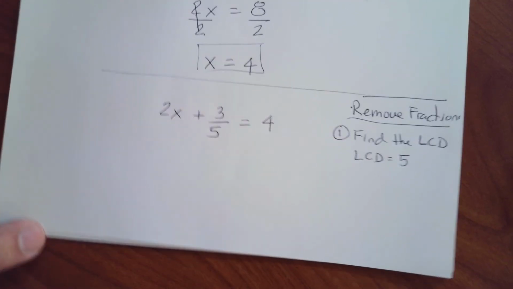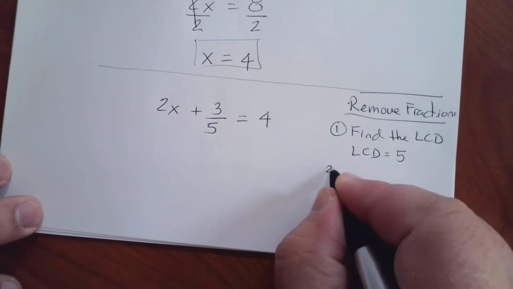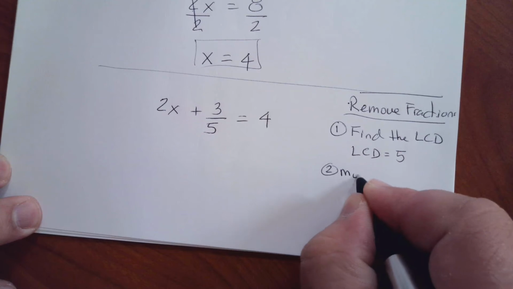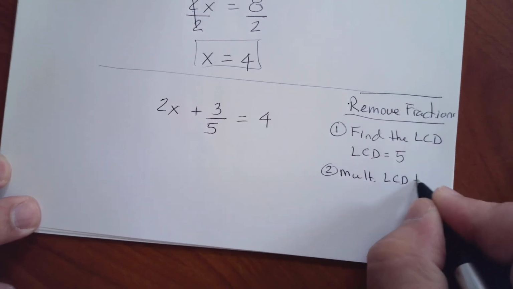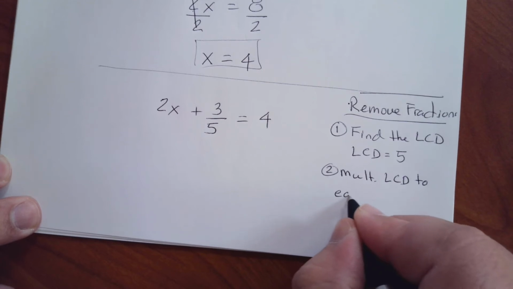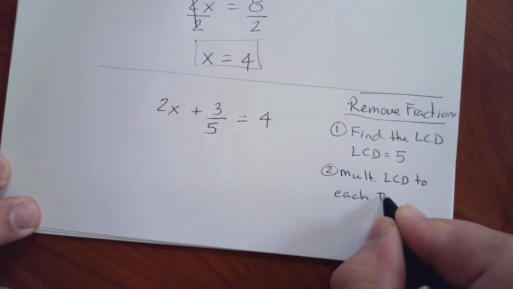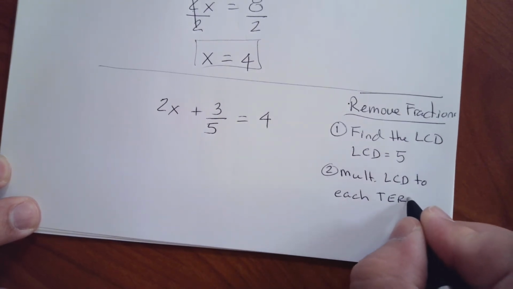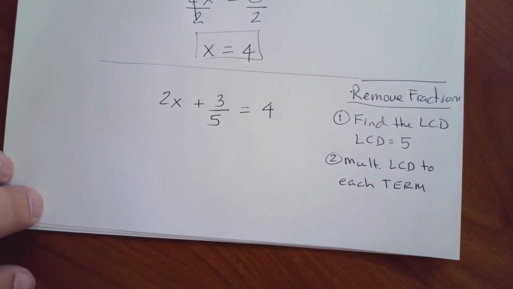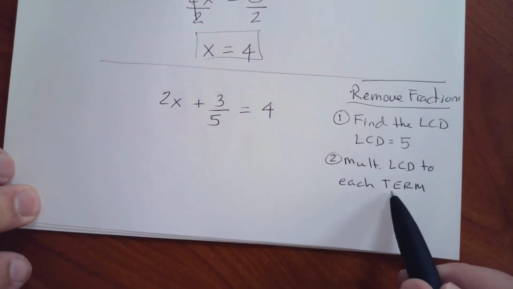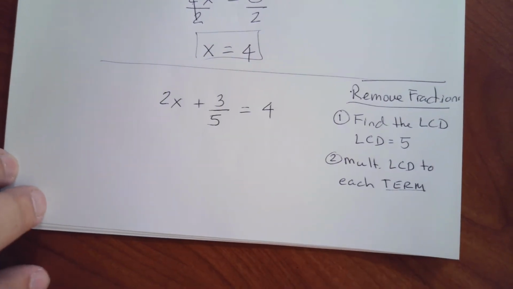Once you find the LCD, multiply the LCD to each term. We're going to get rid of the fractions, right? Notice I put term in parentheses. What is a term in mathematics? What defines a term?